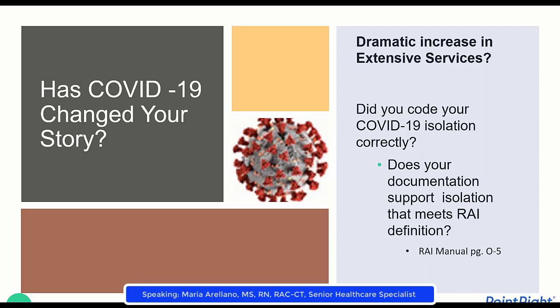Okay. So again, let's look, how has COVID changed your data story, right? Have you seen dramatic increases in extensive services? So here I would say, did you code your isolation correctly? There were a lot of questions out there about how do we do this if we're cohorting residents? What if we don't have a positive diagnosis yet, but we have a presumptive diagnosis? And there's definitely a presumption of COVID according to the physician. If we have this documentation, is that enough?